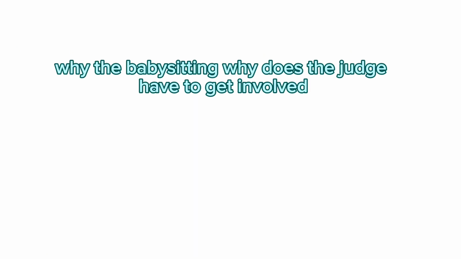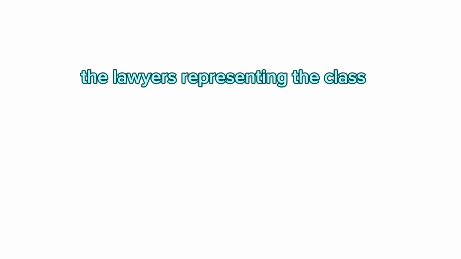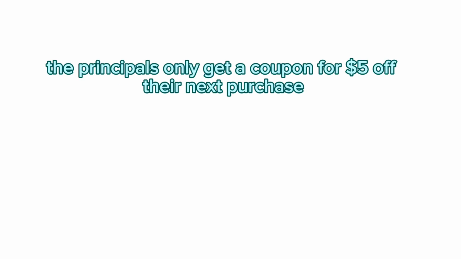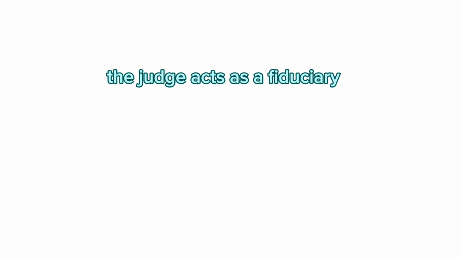Why the babysitting? Why does the judge have to get involved? Because of what's known as the principal-agent problem. The lawyers representing the class, the agents, have a huge incentive to settle the case for a big, fat legal fee for themselves, even if the class members, the principals, only get a coupon for $5 off their next purchase. The judge acts as a fiduciary, a guardian, for the absent class members to make sure they aren't getting sold out by their own lawyers.